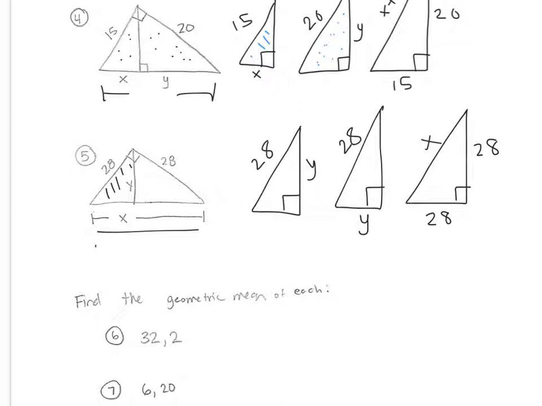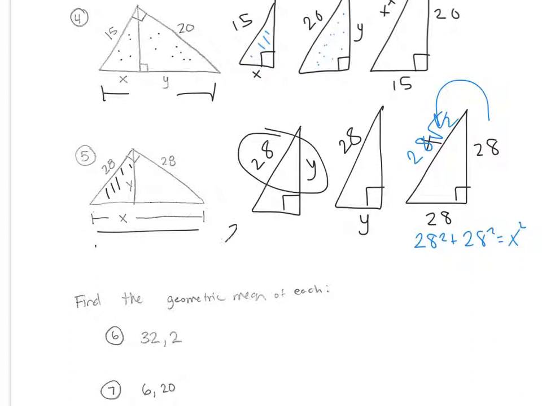So for this one, I would use the Pythagorean theorem. So 28 squared plus 28 squared equals x squared. And we do that, x equals 28 root 2. So then after that, I would use this triangle. 28 is to y as 28 root 2 is to 28. And I would cross multiply and solve for y.